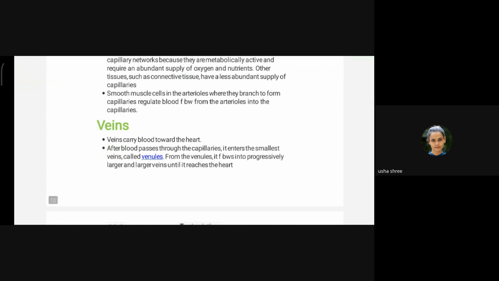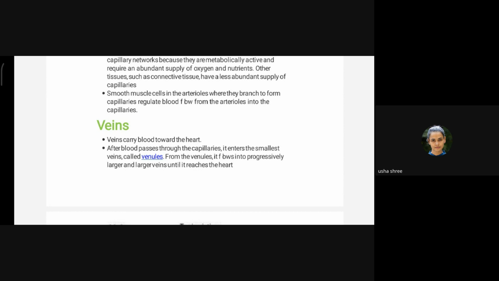Now, smooth muscle cells in arterioles, where they branch to form capillaries, regulate blood flow from the arterioles into capillaries. Okay, so the blood flow is regulated from arterioles to capillaries by smooth muscle cells.